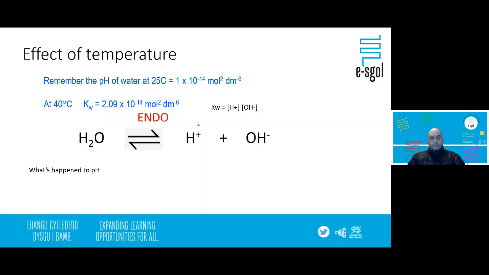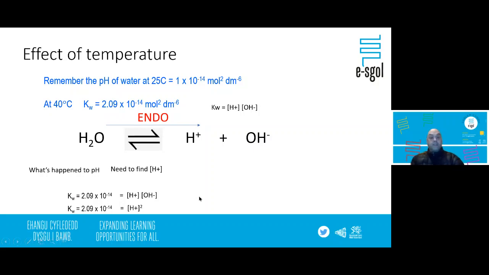Now, let's look at what's happened to pH. The first thing we'll do, if we want to know pH, is work out H plus. You're going to get bored of me saying that today. So we're going to look at our expression. We know Kw at this temperature is 2.09 times 10 to the minus 14, and that's equivalent to the concentration of the hydrogen ions and the hydroxide ions multiplied together. And what we said earlier is that in pure water, these values are the same. So effectively, we can say it's H plus squared.